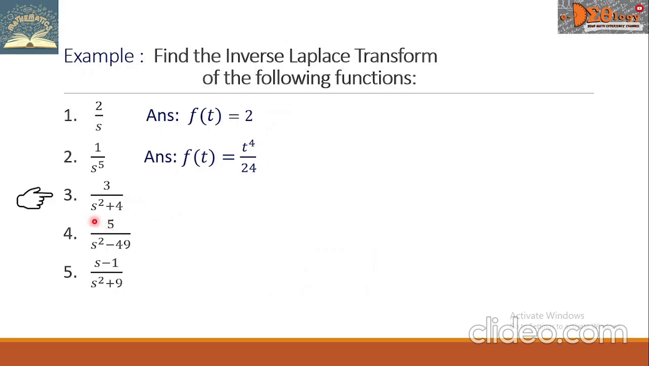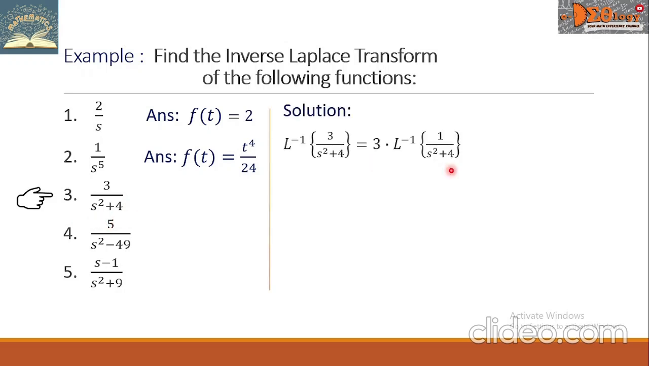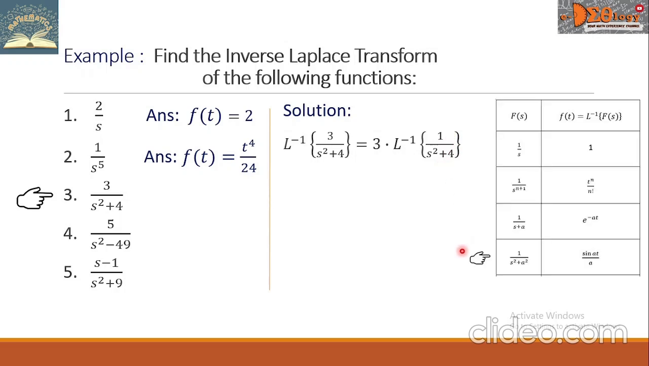3 over s squared plus 4. In our notation, then we go to our formula. Here it is. That is of the form 1 over s squared plus a squared. In our function here, this number 4, we can write as 2 squared, so that we can define the value of a, which is 2. Then we use our formula. We have now 3 times the sine of 2t all over 2.